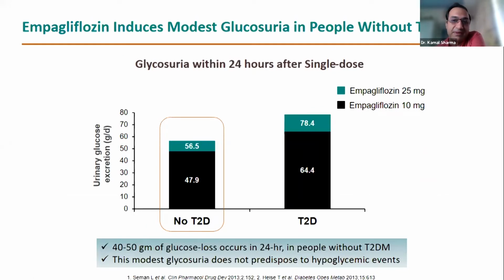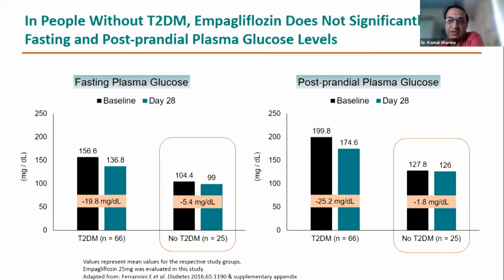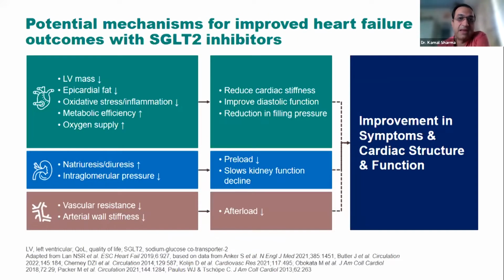A very important fear that people have is that empagliflozin or SGLT2 in a non-diabetic patient can induce hypoglycemia, which is not the case because glycosuria is proportionate to the amount of sugar in the serum. Glycosuria within 24 hours of a single dose is not going to exceed 40 to 50 grams of glucose, as compared to diabetics where it is much more. This is driven primarily by the renal thresholds. The plasma glucose levels also don't change that drastically in non-diabetic patients. The therapy is proposed primarily because of its multiple actions, which is beyond the discussion today.